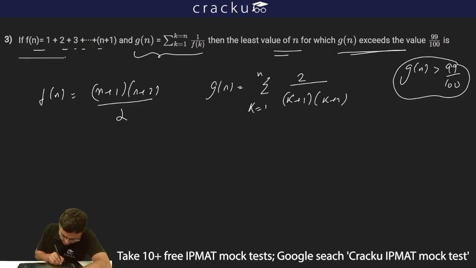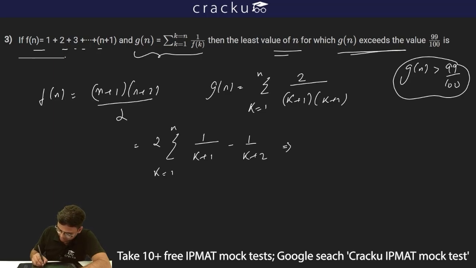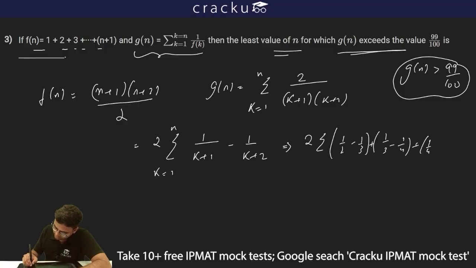So now we can take 2 common. So 2 into the summation of 1 upon k plus 1 into 1 upon k plus 2. We can write it as 1 upon k plus 1 minus 1 upon k plus 2, where k is equal to 1 to n. Now we can further sum this up as 2 times the summation. Now we'll put the values of k from 1 up till n, so it will be something like 1 upon 2 minus 1 upon 3 plus 1 upon 3 minus 1 upon 4 plus 1 upon 4 minus 1 upon 5, and this pattern will continue up till plus 1 upon n plus 1 minus 1 upon n plus 2.